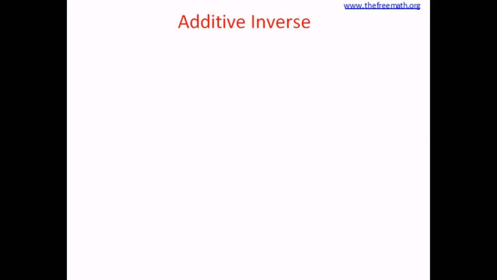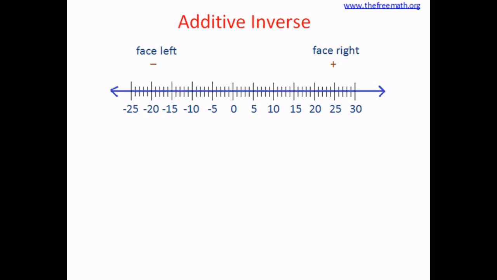Let's see what additive inverse is. Before we do that, we know that this is a number line, and on the number line, on the right hand side of 0 are all the positive numbers, and on the left hand side of 0 are all the negative numbers. So when it is a positive number, we face right and then go to the number, and when it is a negative number, we face left and walk that many steps.